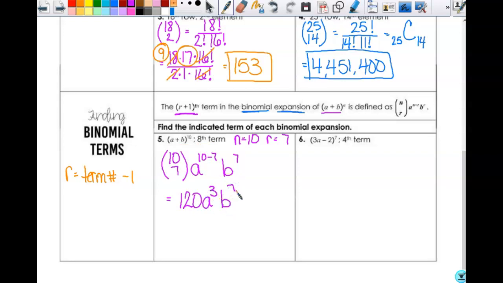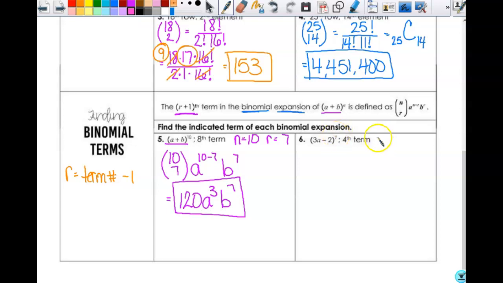So if I was to expand this, a plus b to the 10th, which I don't have to expand the whole thing, that's what I would get. Now I could expand the whole thing. I know, we could do Pascal's triangle, expand the whole thing, but that's my 8th term. That's all I need right there. Okay. So let's try another one.